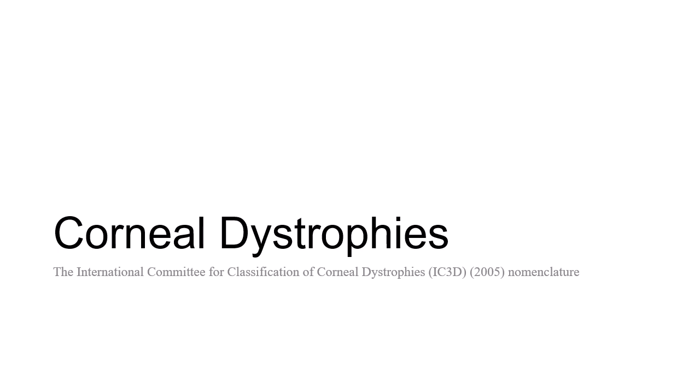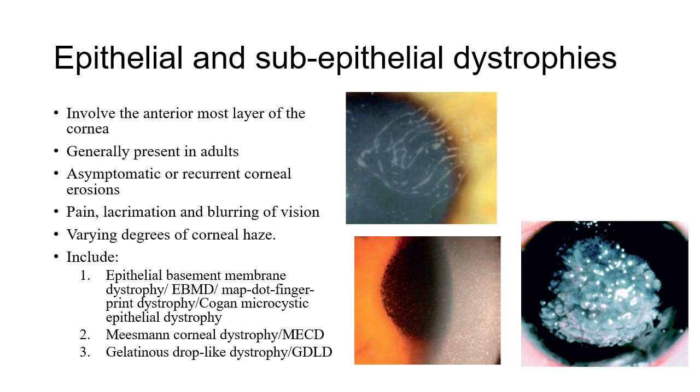Coming on to corneal dystrophies, the IC3D classification, which is based on the anatomy itself. So epithelial and subepithelial dystrophies, as I told you, are going to present with recurrent corneal erosions because they involve the anterior-most layer of the cornea. Generally present in adults. Asymptomatic or recurrent corneal erosions. If there is a corneal erosion, there's going to be pain, lacrimation, blurring of vision, and repeated episodes is going to cause varying degrees of corneal haze. Corneal haze because the pathology is still in the epithelium or maybe the Bowman's layer.